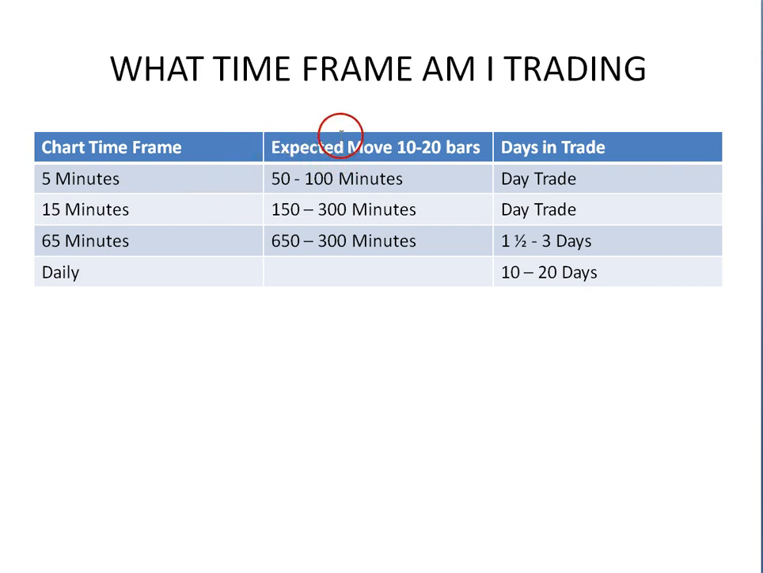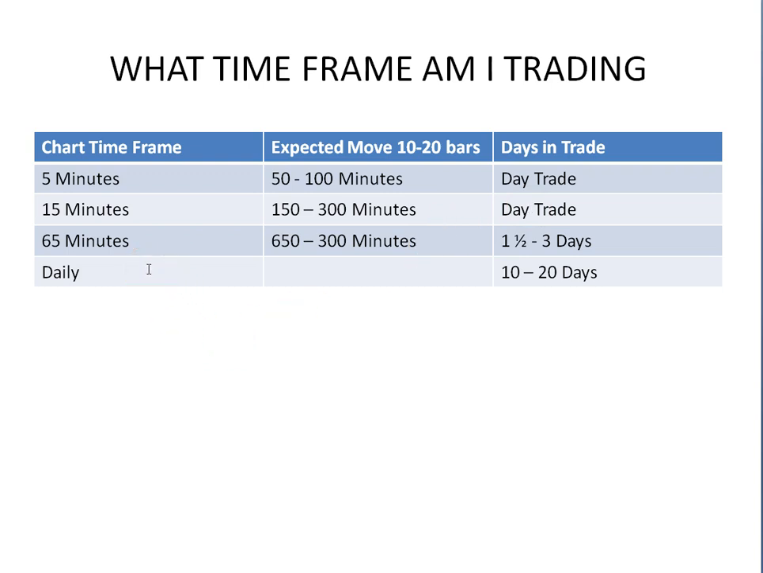And the expected move on a valid price swing or a new swing is 10 to 20 bars, which means that if you're trading a 5-minute chart, then you can expect a swing of maybe 50 to 100 minutes before it stalls or pulls back. Which means that if you trade off 5-minute charts, that's essentially a day trade. 15-minute charts, 150 to 300 minutes. There's 390 minutes in the trading day, so that is also a day trade.